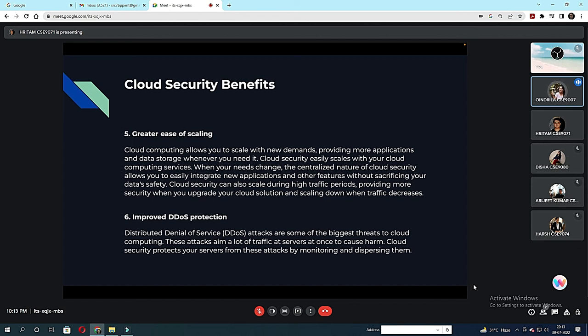Then there's improved distributed denial of service protection. Distributed denial of service attacks are some of the biggest threats to cloud computing. These attacks aim a lot of traffic at the server at once to cause harm. So cloud security protects your server from these attacks by monitoring and dispersing.